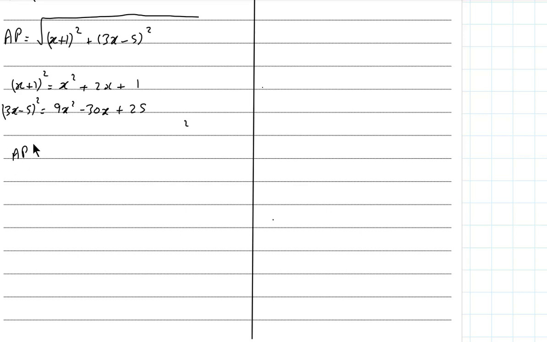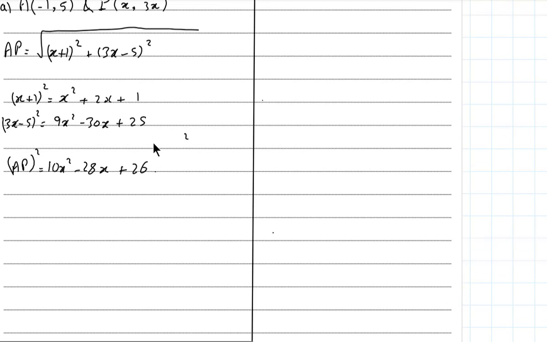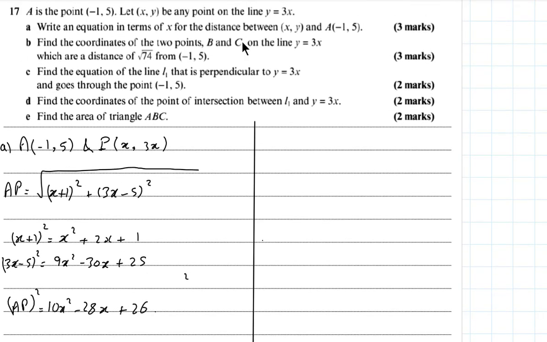Add them together to get AP, or we can write AP squared will be x squared plus 9x squared, 10x squared, and then 2x minus 30x, minus 28x, and finally plus 25 plus 1, plus 26.